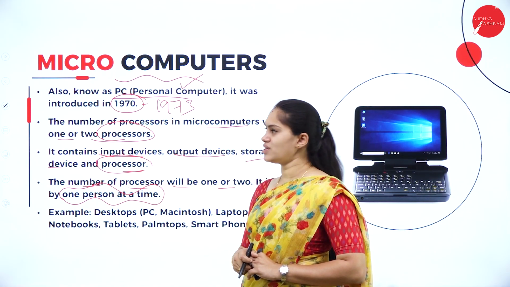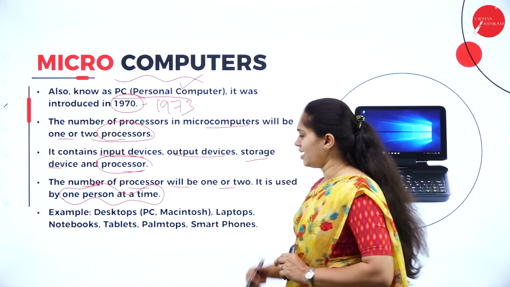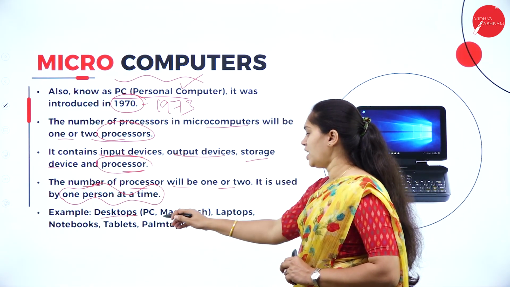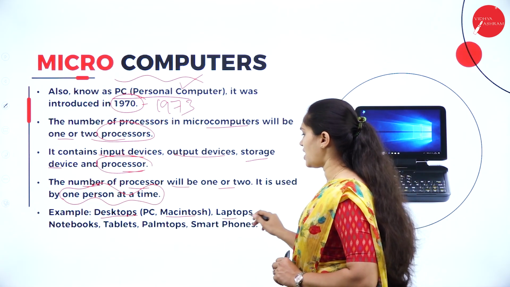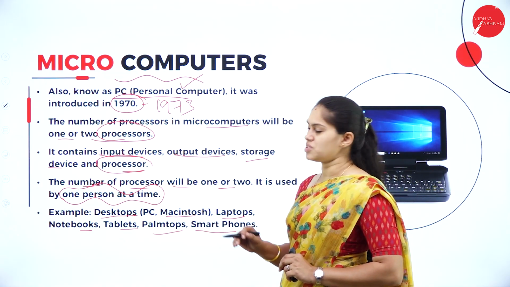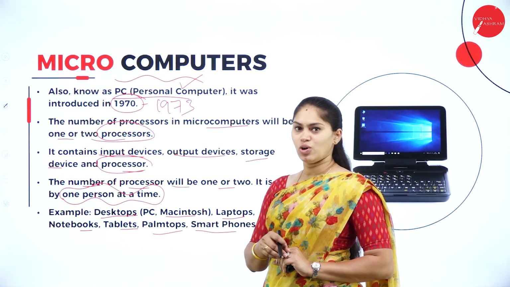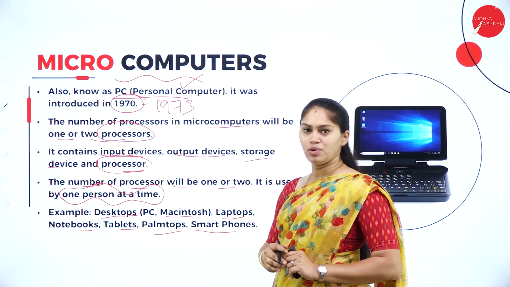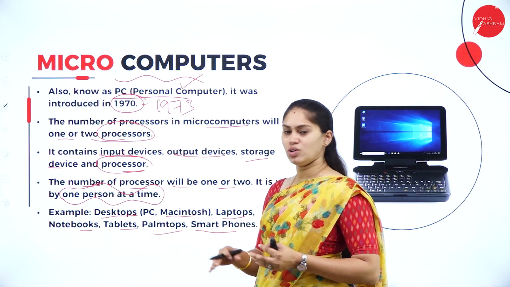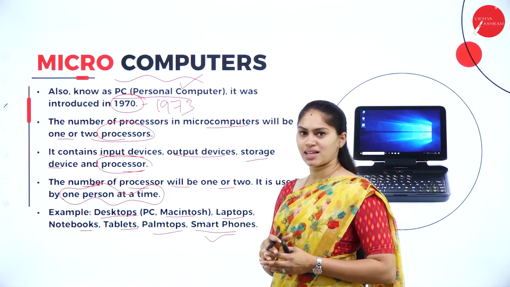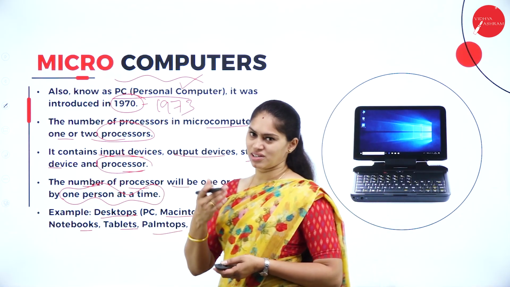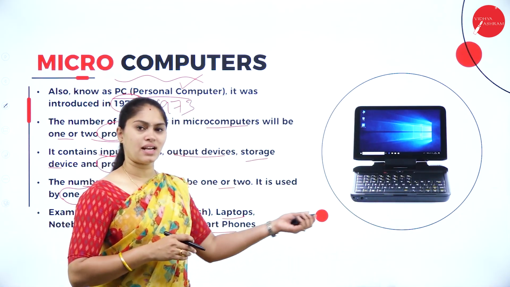Then what are the examples which come under this microcomputer? Here you can see that we have desktops, PCs or personal computers. You can take the example of Macintosh, laptops, notebooks, tablets, palmtops and smartphones. All these come under this microcomputer. So a microcomputer can be a handheld computer or a desktop computer. It can be a smartphone. All these are the categories or subdivisions which come under this microcomputer. Here you can see the example, a laptop.